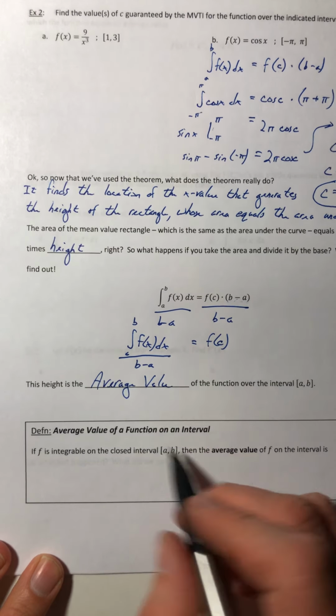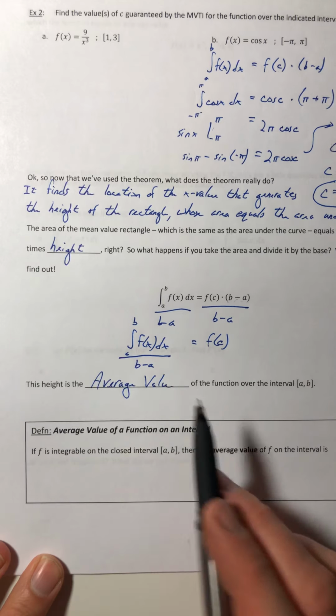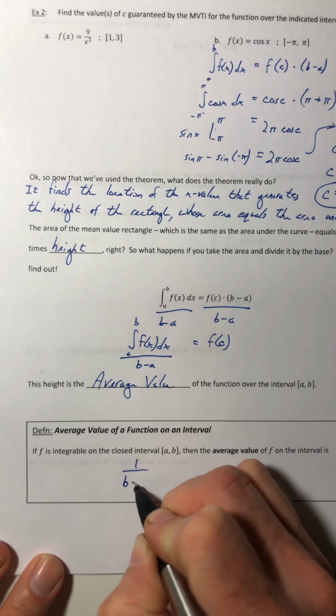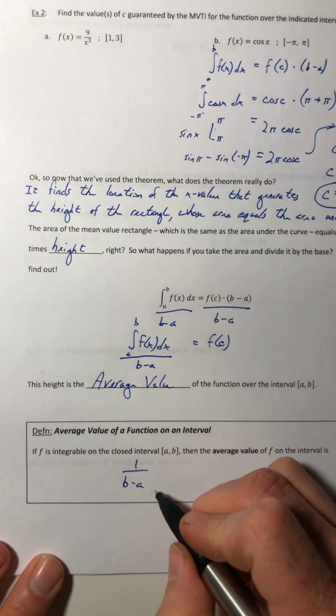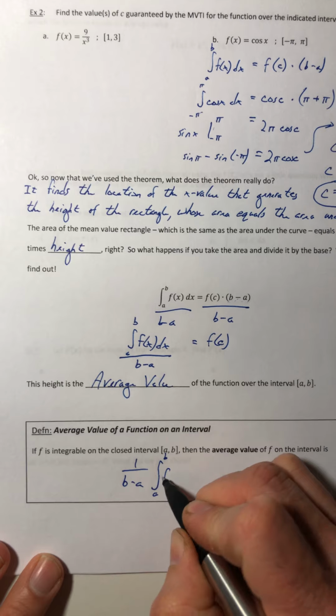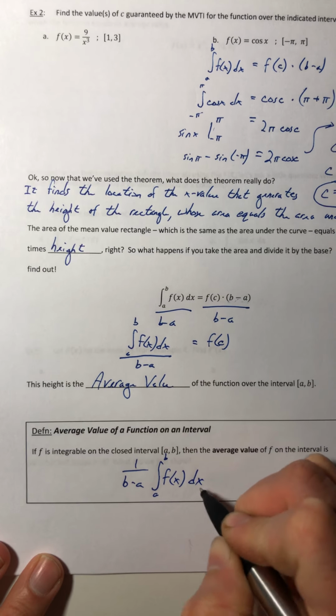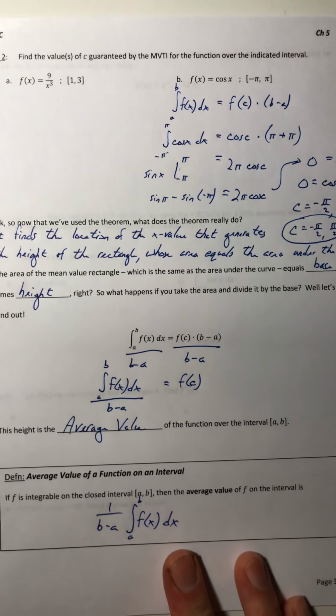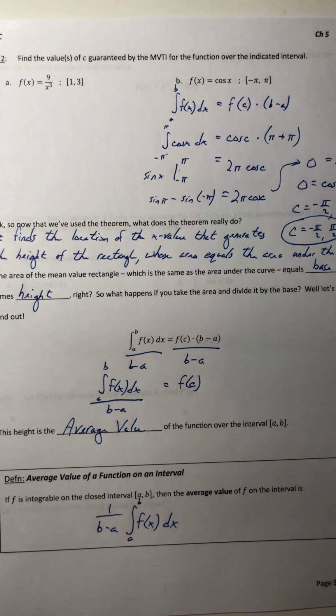And instead of writing one big gigantic fraction, what they do is put the fraction in front: 1 over b minus a times the integral from a to b of f of x dx. Okay, so in the next video we're going to look at the average value and calculate it and go from there.